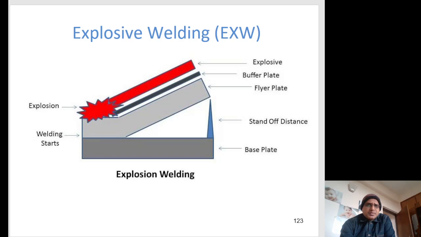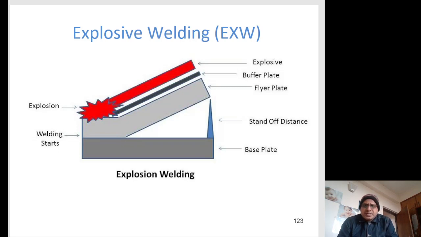Over the buffer layer we have to uniformly spread the explosive material. At one end of the explosive we have to fix a detonator. That detonator is connected through a wire to the exploder. When the exploder is switched on, the explosion takes place in the explosive material. Due to this explosion, the flyer plate comes towards the base plate at a very high velocity. Here, the explosion speed is called the detonator velocity.